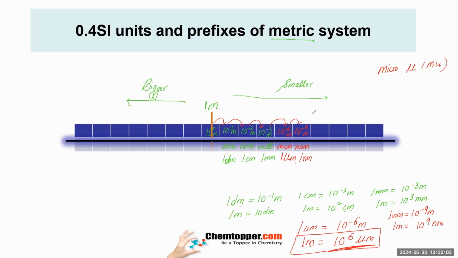And now you can go on. So every time you divide by a factor of 1000 now, and use a prefix to represent that quantity. So here it is 10 raised to power minus 12 meter, which is picometer, pico. So 1 picometer.